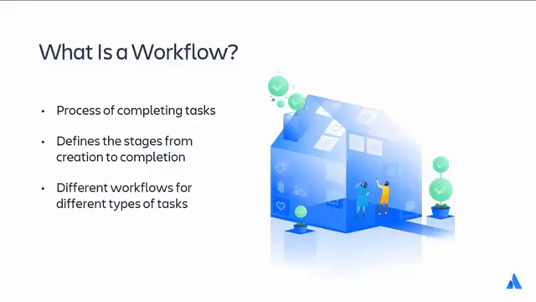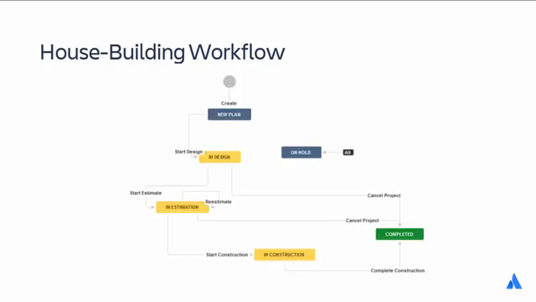Workflow defines the business process for completing different kinds of tasks. It defines the stages that a task goes through from creation to completion. You can define different workflows for different types of tasks. In the example we're about to look at, imagine that you use Jira to track the process of building a house. Here is our example house building workflow.